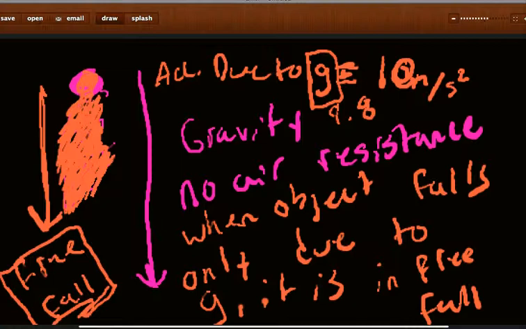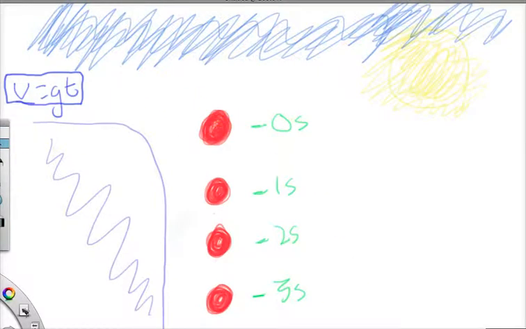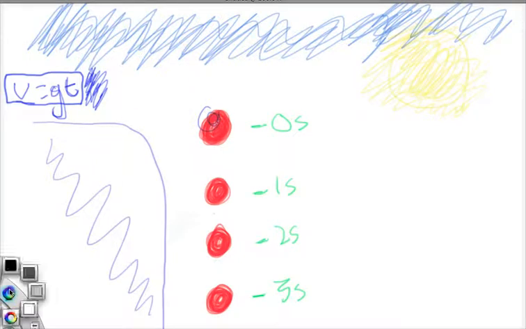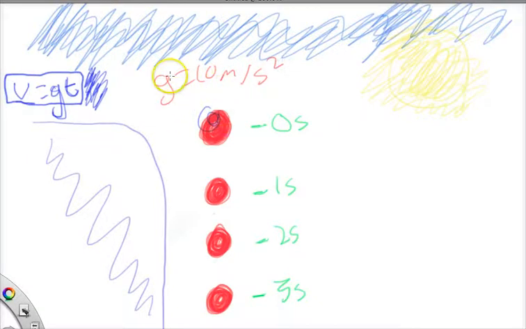Now I'm going to move to another page so you can see my beautiful drawing. This is an illustration of a ball. The ball's starting here at 0 seconds, and here it's at 1, 2, 3. The main equation for falling objects in free fall is velocity is equal to acceleration due to gravity times the time. We know that g always equals 10, the acceleration due to gravity always.